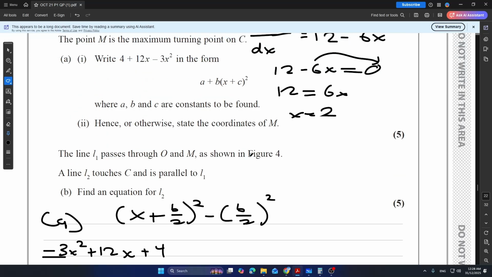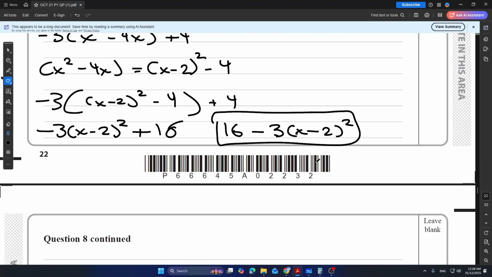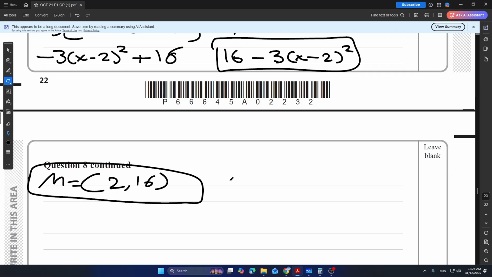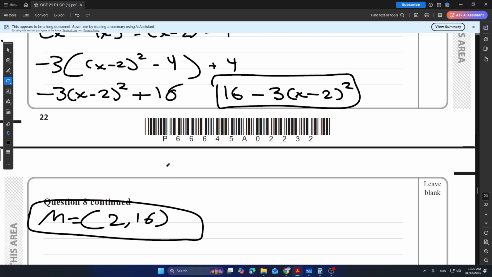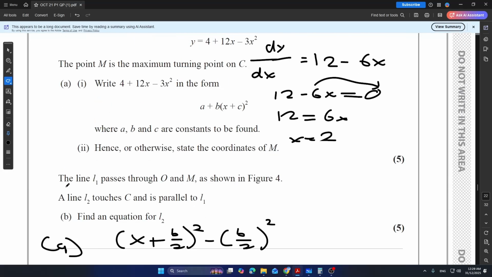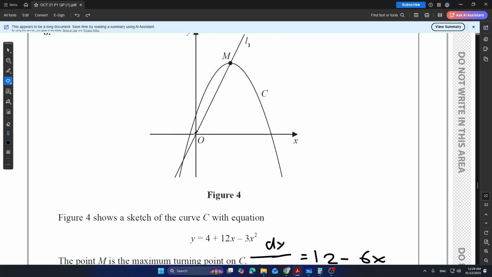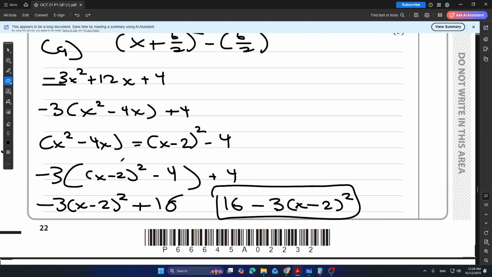Okay, so we wrote it in the format. And hence, state the coordinates of M. I already told you how. Flip this and use this as it is. So M is equal to minus 2, flip it, it's 2, and 16 as it is. That's it for M. And then we have to find, it says the line L1 passes through O, which is the origin 0, 0, and M. And we already have the coordinates of M, 2, 16.